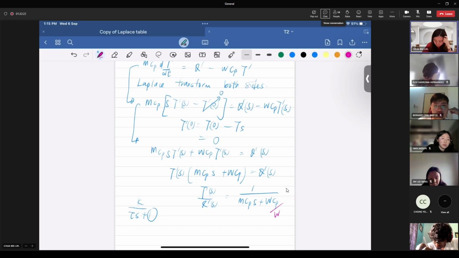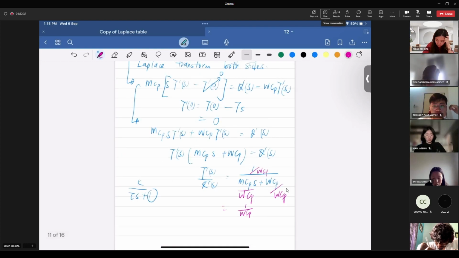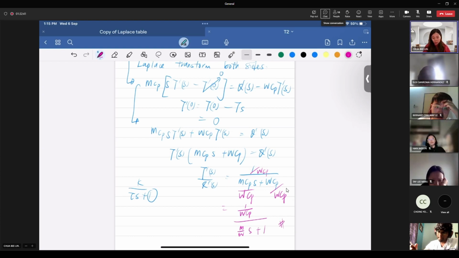So divide wcp, divide wcp, divide wcp. So it will be 1 over wcp divided by m over wcp s plus 1. So this is your lecture slide solution, which we did not derive on Monday. So you need to take note of this.